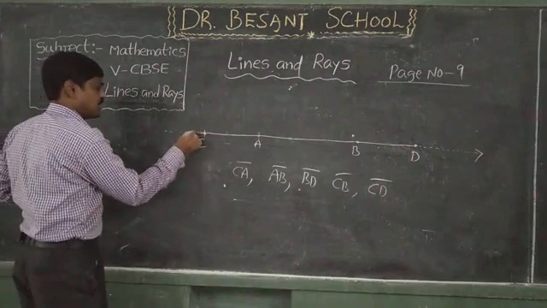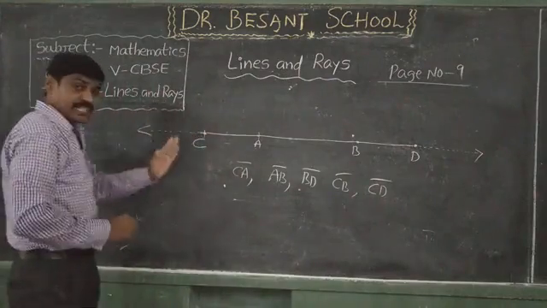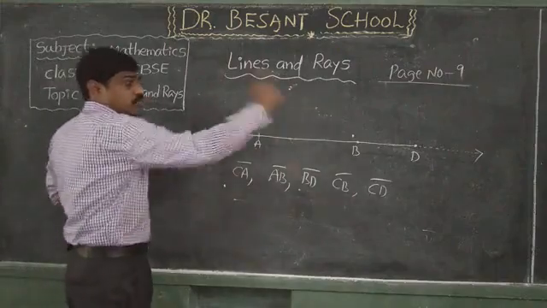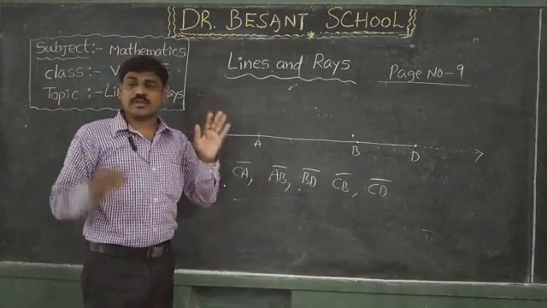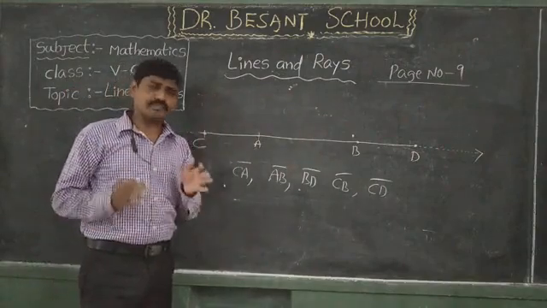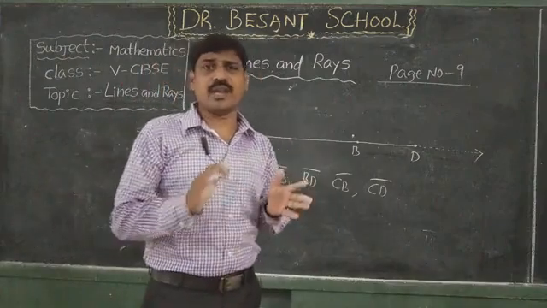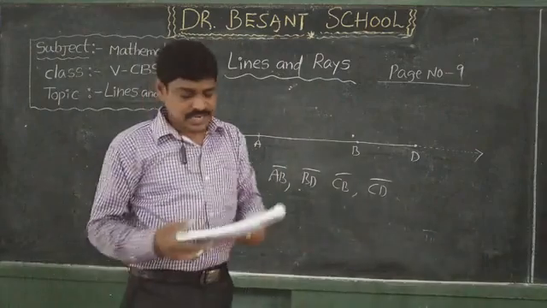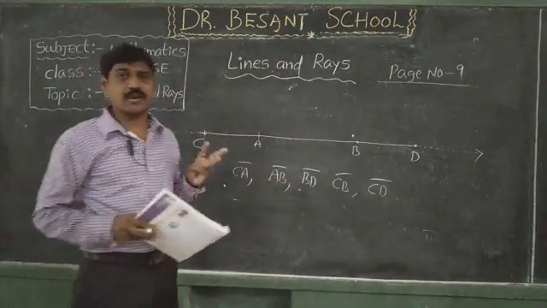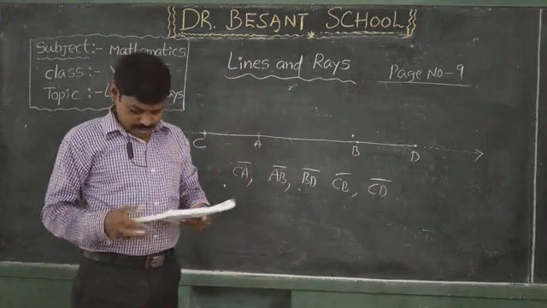You can extend the left-hand side also. It is also a continuous process. Now it becomes what? A line. So this is the relation between line segment, ray and line. This is very important. You can understand the relation between the line segment, ray and line. Okay. Next.